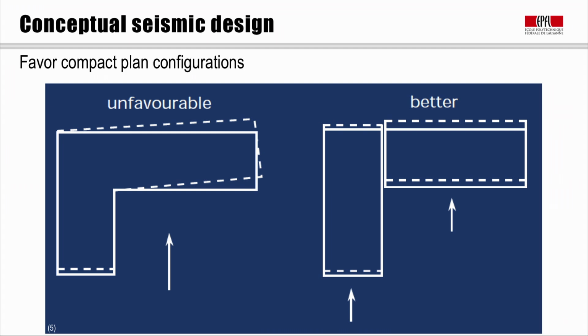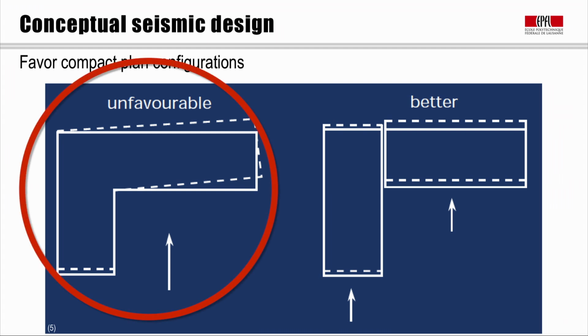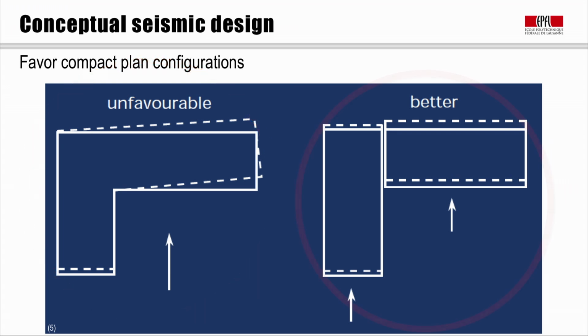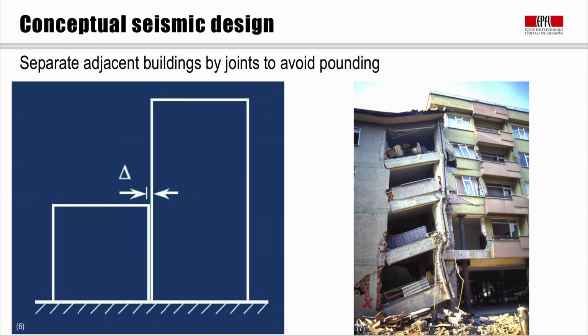For example, if we have such an L-shaped floor, like here on the left, it might be better to split it into two rectangular floors, like here on the right. If one divides a building in two, one needs, however, to provide a sufficiently large joint between the two buildings so that the two buildings don't pound against each other during the earthquake.